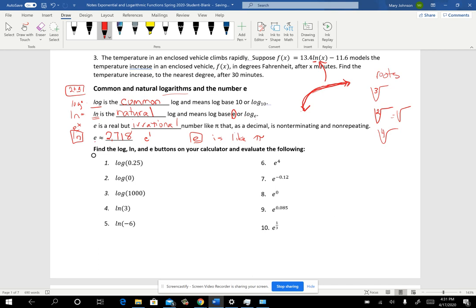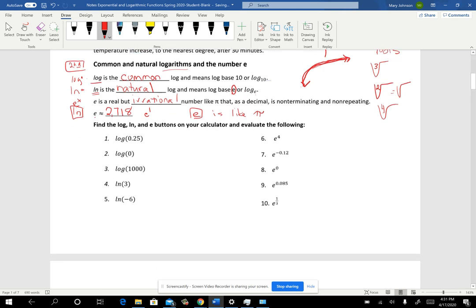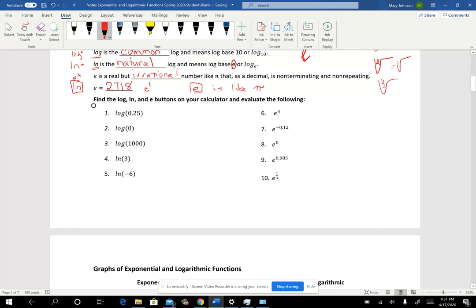All problems 1 through 10 are asking you to do is try these on your calculator so you know where the buttons are, you know how to use them, and you see that log and ln are different things. On 1 through 5, I want you to notice that something weird happens on problem 2 and problem 5, so pay attention to that. When we do the log of 0.25, rounding to 3 decimal places, we get negative 0.602. But when we do the log of 0, and you should go ahead and try it, it says domain error.